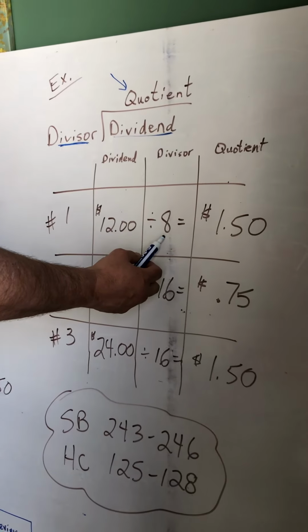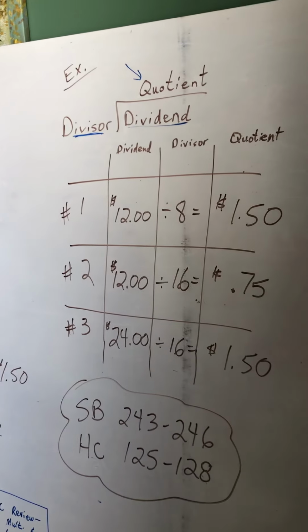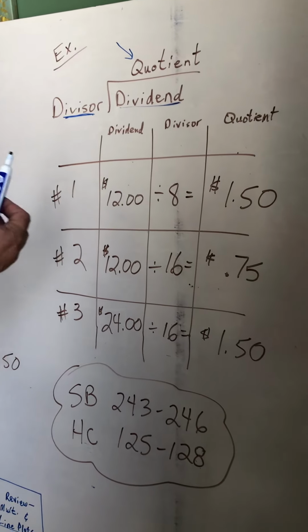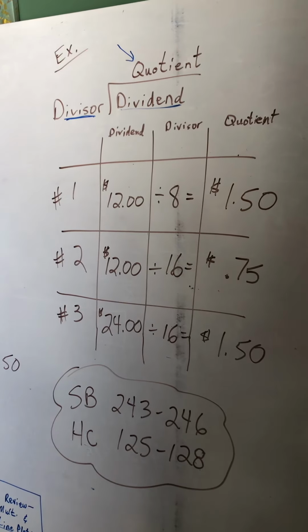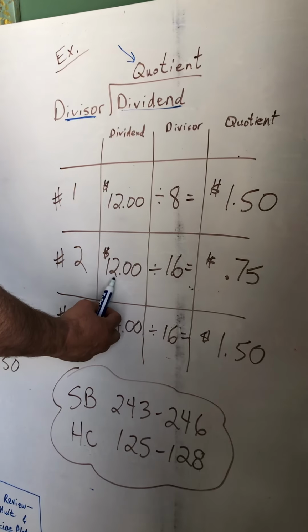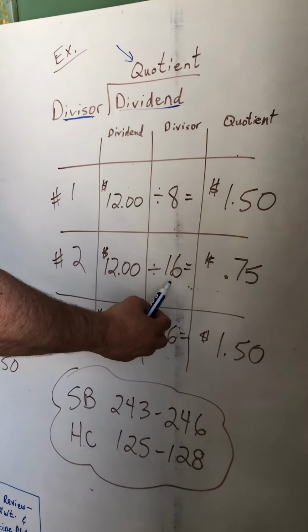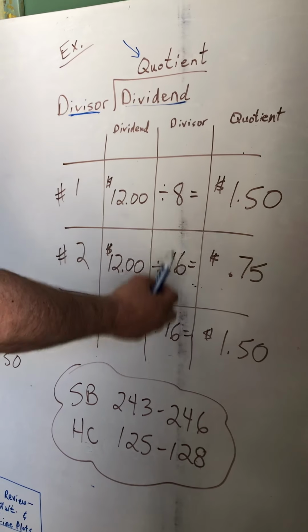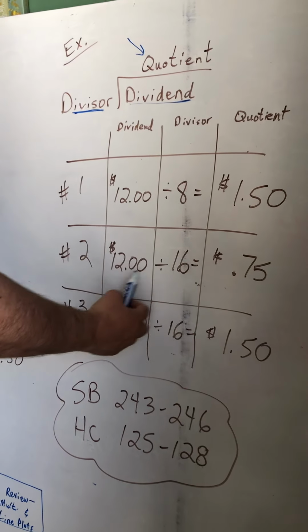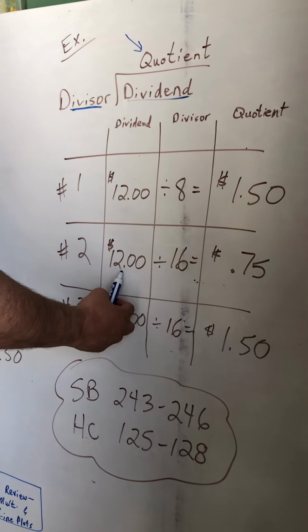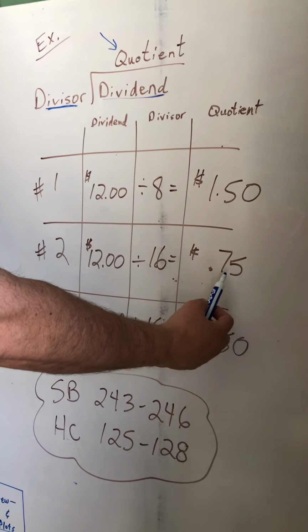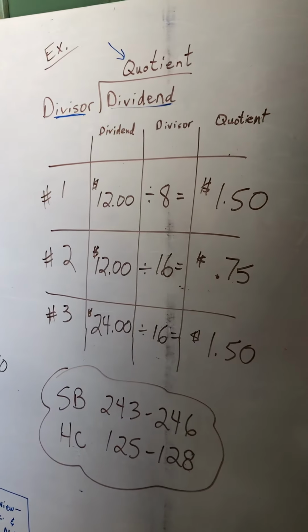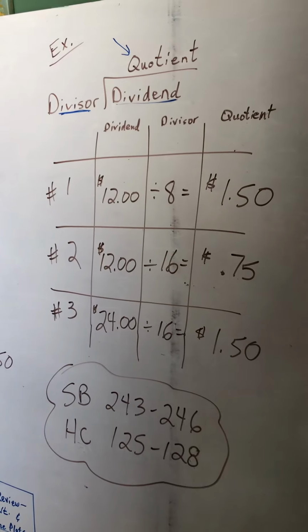$12 divided by 8 people is $1.50 each. Okay, now what happens when we double the people but not the money? So number 2 is $12. We kept that the same, but we doubled the people. Okay, remember, now we have 8 more people than the first 8. We got double the people wanting the same amount of money, from the same amount of money. That gets cut in half. Now there's only half as much money to give to each person, 75 cents, which is half of $1.50.